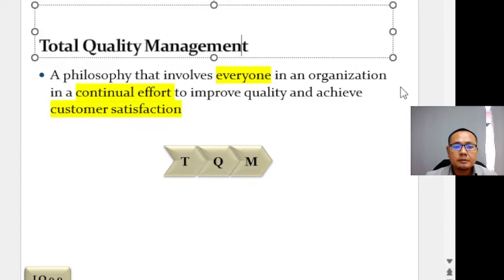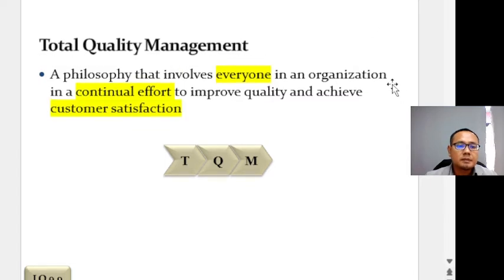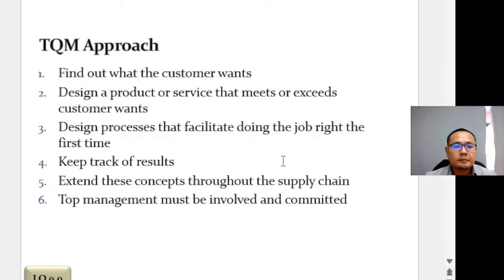So when we discuss total quality management, all of you got some idea of what it's all about. TQM involves three key elements. So we can describe the total quality management approach as follows.